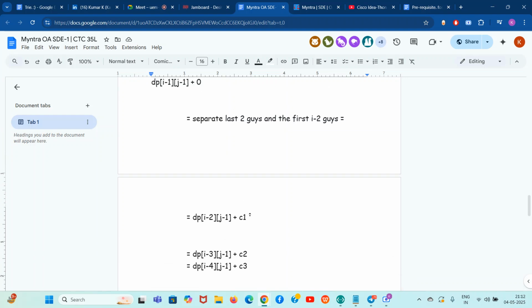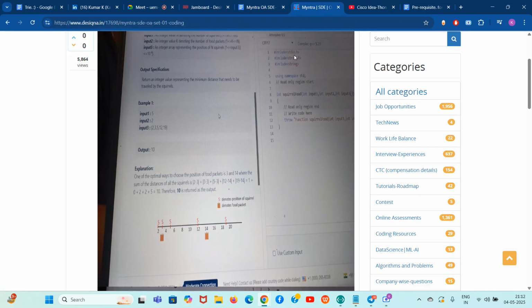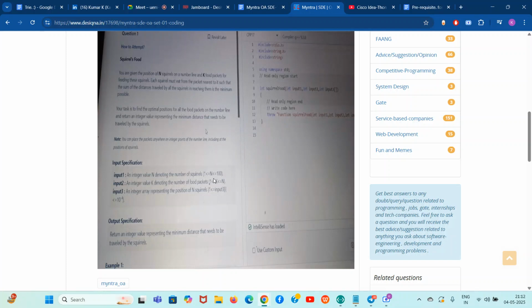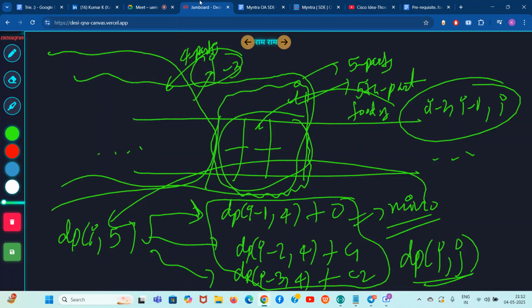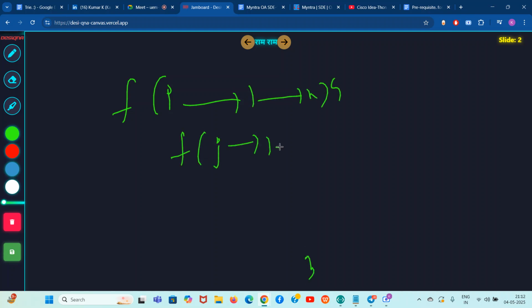Time complexity is also going to be N square into K. And why is it sufficient? Because N is 100, and 100 into 100 into 100 is what, guys? Time complexity is N square into K. One for loop will be going for I from 1 to N. Another for loop will be going for J from 1 to K.